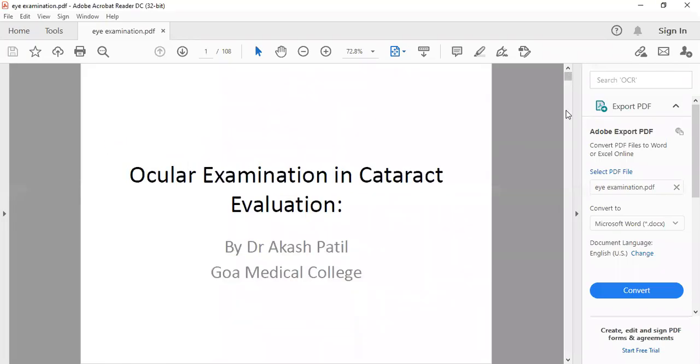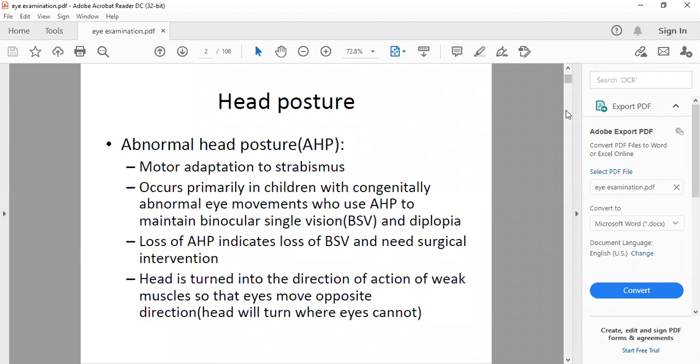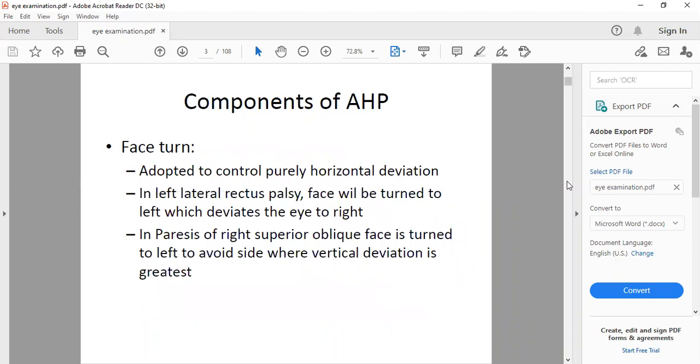See, in the last two clinics, I was talking about this head posture and all. So I have a presentation in which I can show you some slides. This abnormal head posture, as I told you already, is because of adaptation to strabismus. Basically, the patient wants to avoid diplopia, and for that reason, the head is turned in the direction of the action of the weak muscles, so that the eyes move in the opposite direction, and the patient will not have diplopia. So, what does abnormal head posture comprise of?